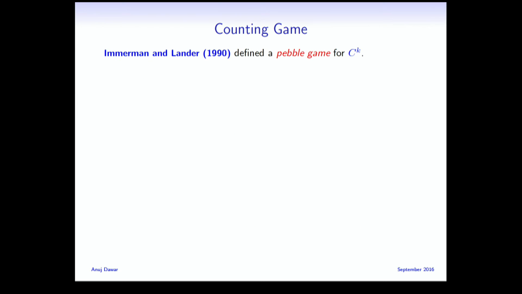How are we going to prove that they're CK equivalent? We want a pebble game. If you looked at the pebble games we defined, there were natural moves for the existential quantifier and the universal quantifier. You pick elements in the two structures. Immerman and Lander defined a pebble game for CK.